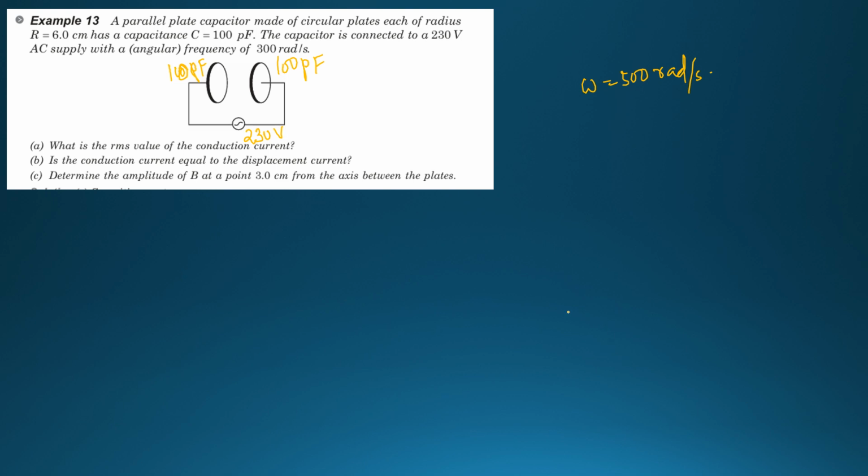So, let's try. Is the conduction current equal to displacement current? Also find the amplitude of B at a point 3 centimeter from the axis.